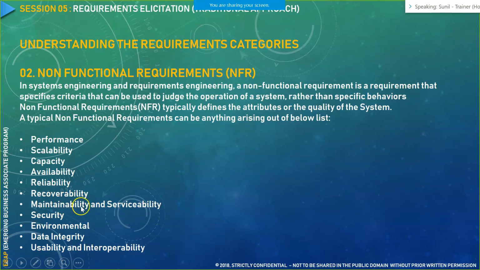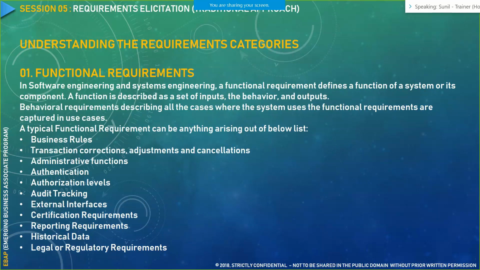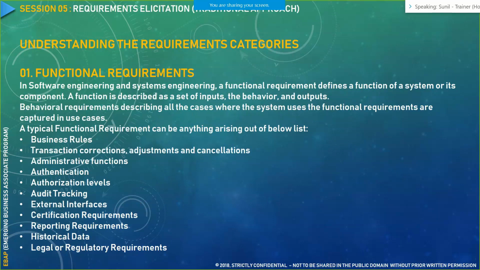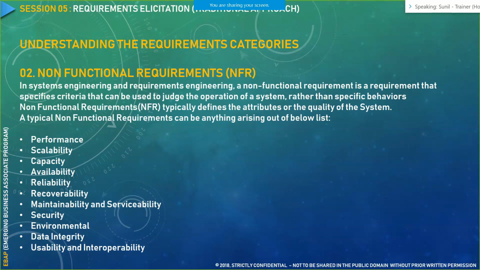Similarly, we have recoverability, maintainability, serviceability, security, environment, data integrity, usability, and interoperability requirement. Now, what is the difference between functional requirement and non-functional requirement? Functional requirement would essentially come from the business side, and non-functional requirement would essentially come from the technical people side. So, as a business analyst, you have to gather both categories of requirement by collaborating with both the business people and the technical people.